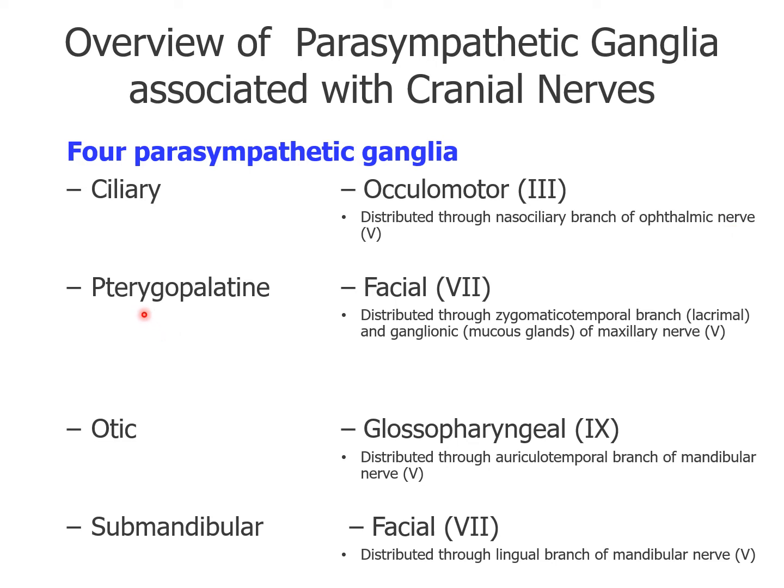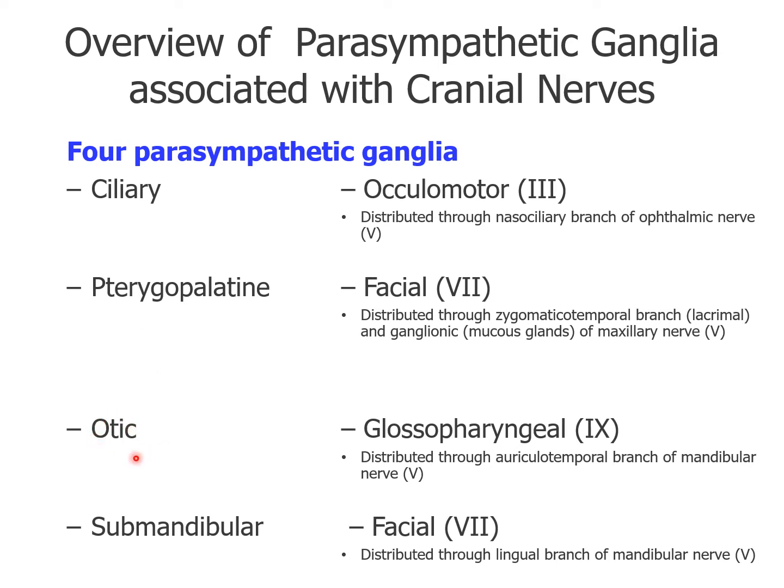Then we have the pterygopalatine or sphenopalatine ganglion. The preganglionic parasympathetic root is derived from the greater superficial petrosal branch of the facial nerve, and the postganglionic fibers are distributed through the zygomatico-temporal branch of the maxillary to the lacrimal gland, and through the ganglionic branches to the mucus glands in the nasal cavity, the palate, pharynx, and the orbit.